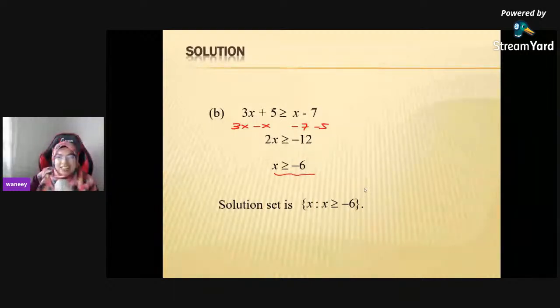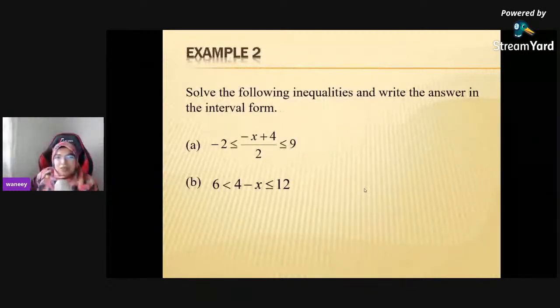Okay, next. Right, so now solve the following inequalities and write the answer in the interval form. So just now we have solution set, so this is interval form. Okay, so now let me try to do A for you.